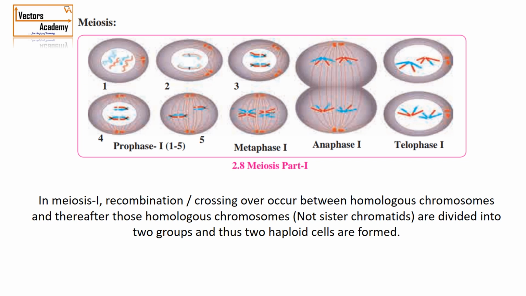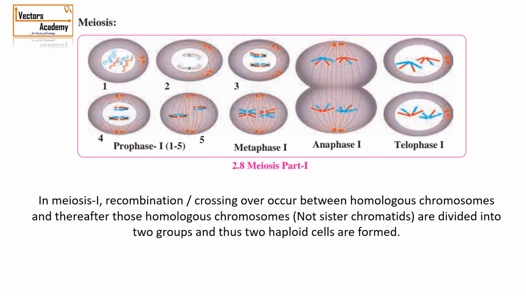Crossing over is the reason that we are not exactly the same as our siblings, because every time crossing over takes place, it gives a different set of chromosomes. Now we move on to metaphase 1. As we know, M stands for middle. The chromosomes are now going to be in the middle of the cell. The slight difference from mitosis here is that the chromosomes are not lined up in a single line, but they are in pairs.